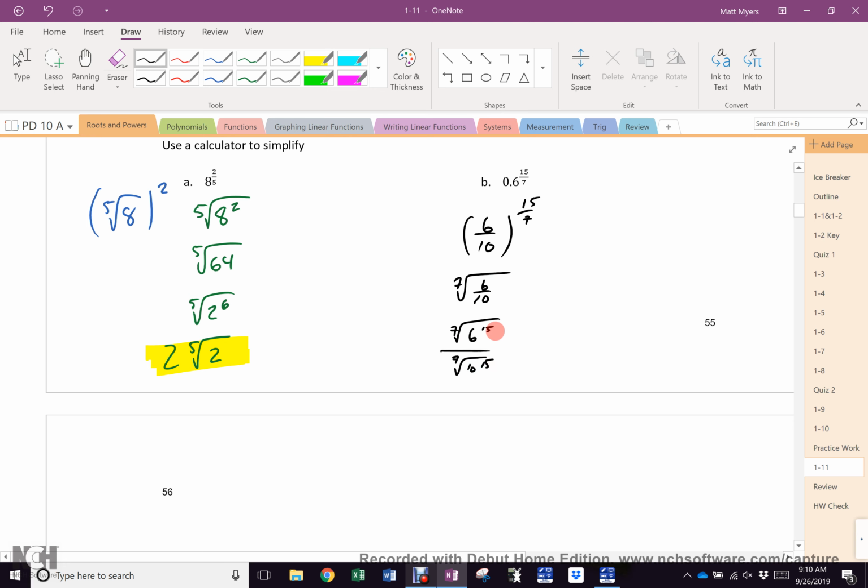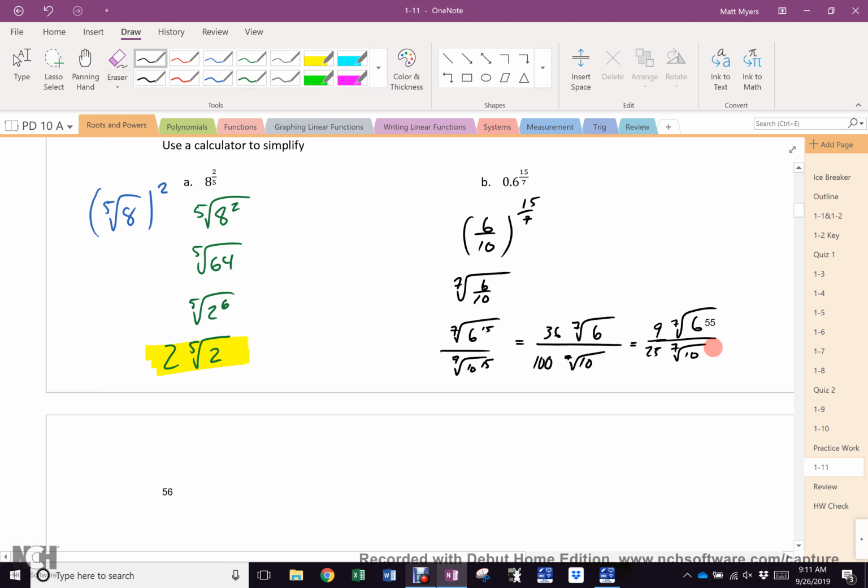How many 6s can I get out of there? 2. So I got 6 squared, which is what? 36. 7th root, what did I leave under there? 6. Over, how many 10s can I get out of there? 2. 100, 7th root 10. Agreed? Yes. 36 over 100 simplifies to what? 9/25. Absolutely right, class. Well done. And then I got 7th root of 6 over 7th root of 10.